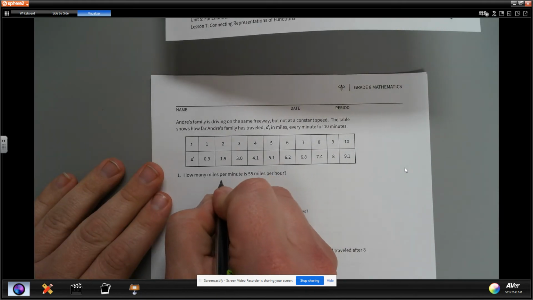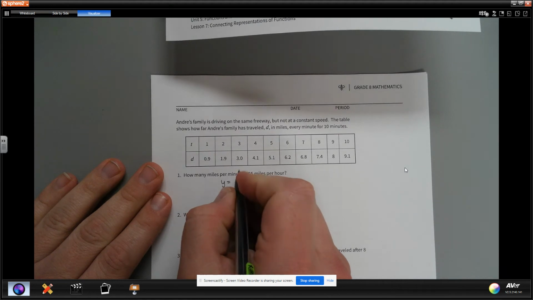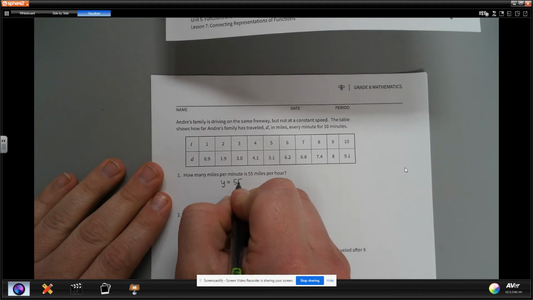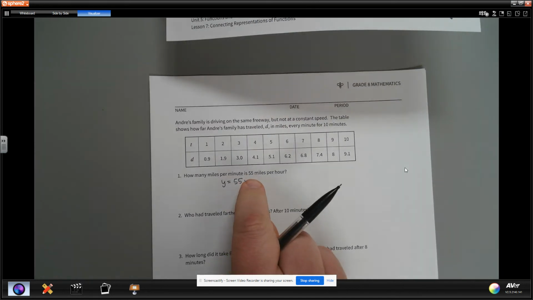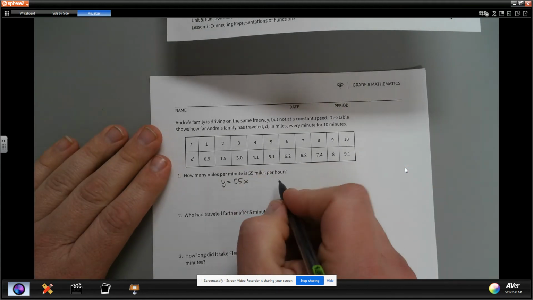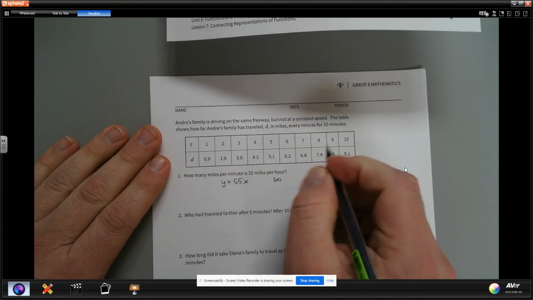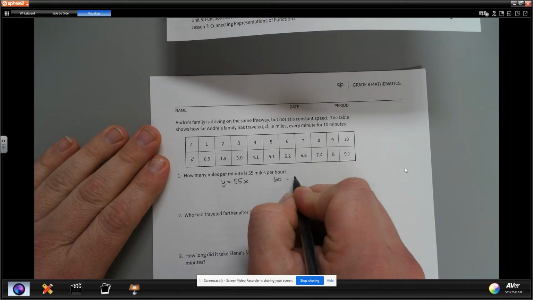When we look at this, y is equal to, we know that Elena's family is going 55 miles per hour. So if we're going to talk about miles per minute, we need to take that value and divide, representing y per minute is equal to 55.